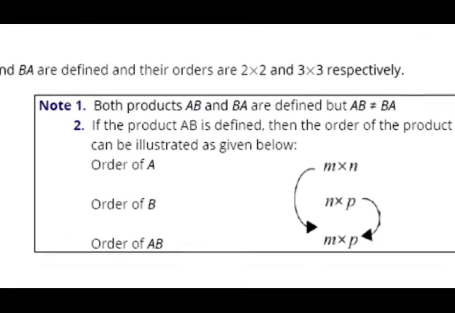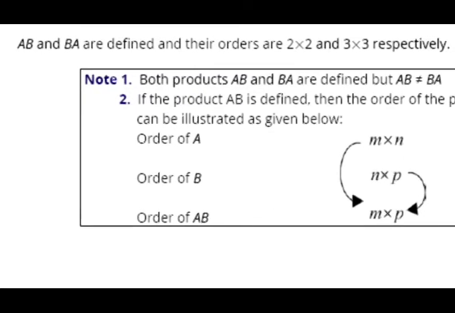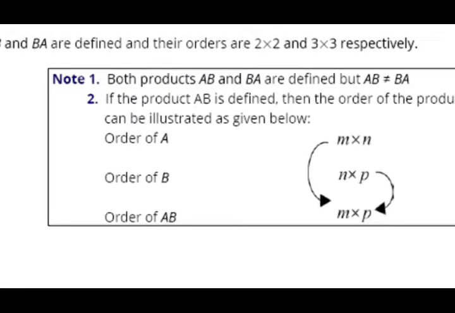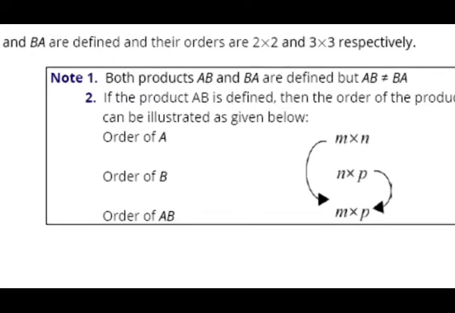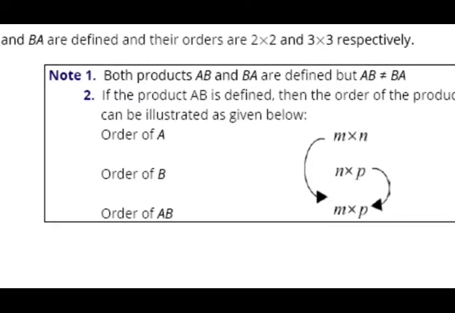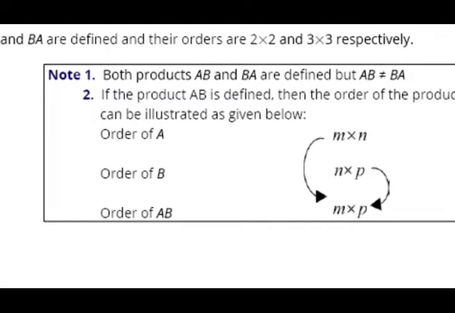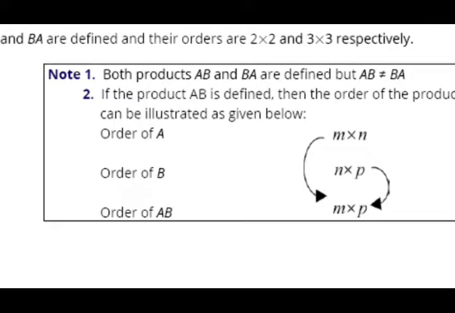Next is the product. For the product of A and B, in point 2 the order of A is m cross n and the order of B is n cross p. In the order of A, the number of columns is n, and in the order of B, the number of rows is n. If we multiply AB, when the first matrix's columns and the second matrix's rows are the same, then their product becomes m cross p.